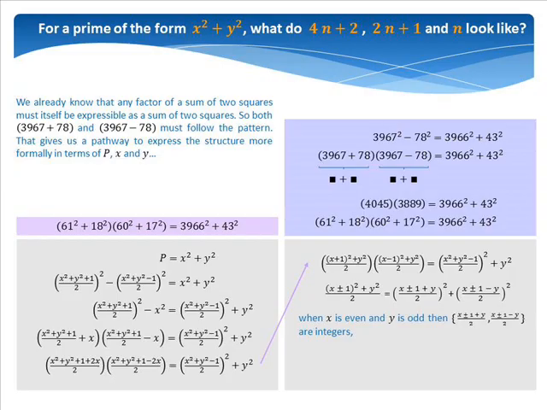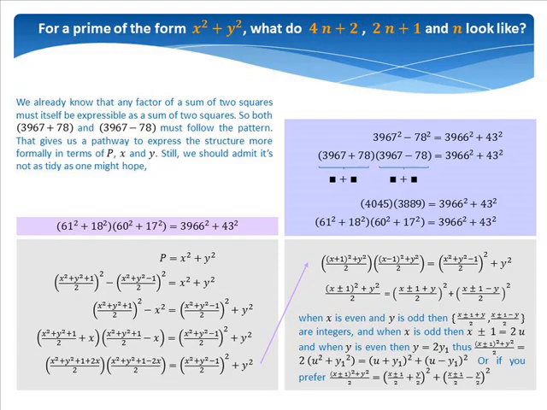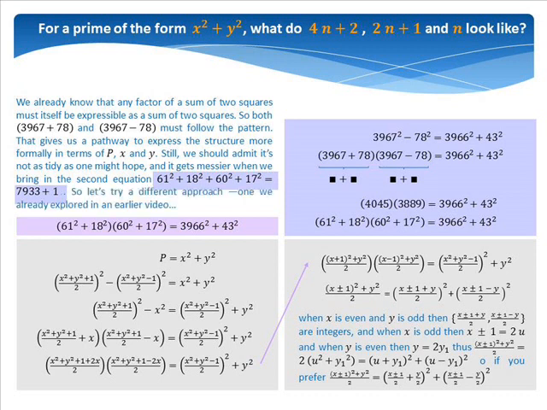When x is even and y is odd, then both terms are integers. If x is odd, we can write x plus minus 1 as 2 times u, and y is even, then y equals 2 times y sub 1. Thus we got 2 times the sum u squared plus y sub 1 squared, which equals the square of u plus y sub 1 plus the square of u minus y sub 1. Or if you prefer to express it directly in terms of x and y, we get these two squares. Still, we should admit it's not as tidy as one might hope, and it gets messier when we bring in the second equation. So let's try a different approach, one we already explored in an earlier video.